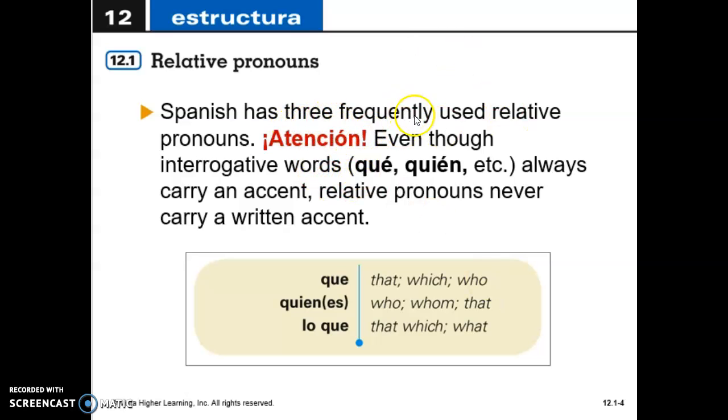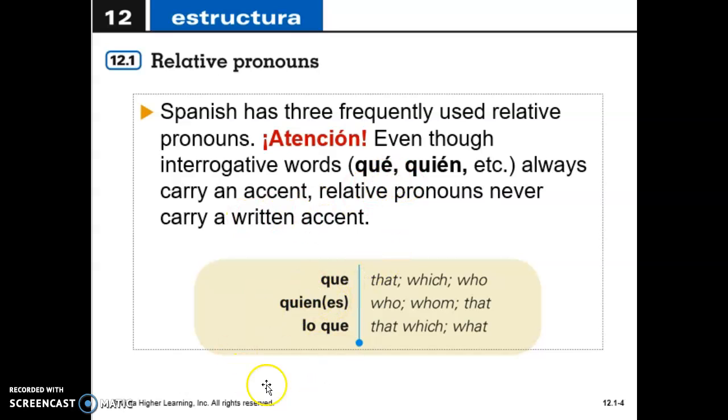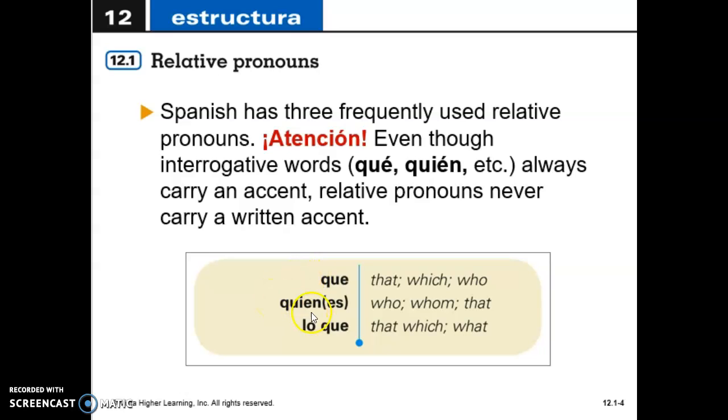So these are the 3 more frequent relative pronouns, and in interrogative words we are going to have an accent. So that's why you have to make sure that whenever we use them in a statement, these are not going to carry an accent. They carry an accent only when they go in a question, okay? So then again, here you have them. Que, quien, quienes, lo que.